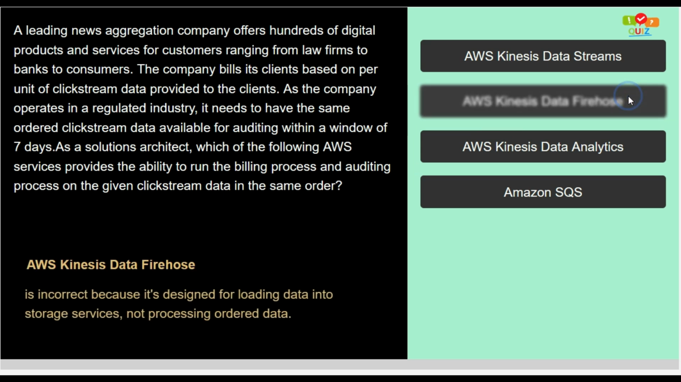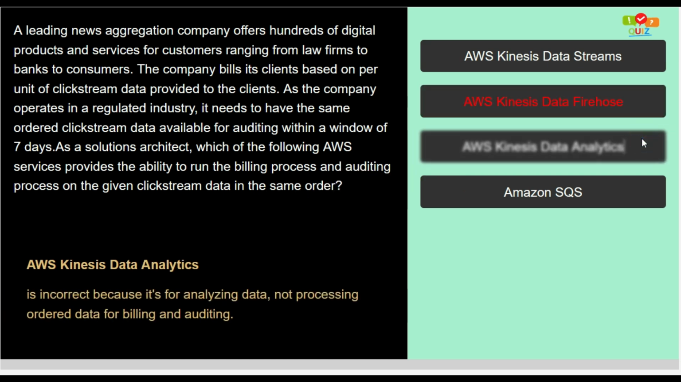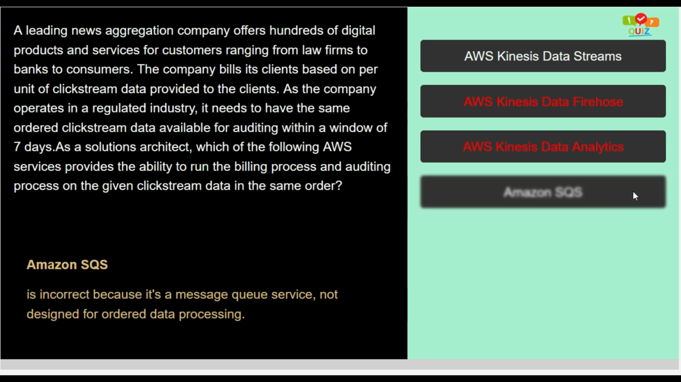Option 2, AWS Kinesis data firehose, is incorrect because it's designed for loading data into storage services, not processing ordered data. Okay, so option number 2 is the wrong answer. Option 3, AWS Kinesis data analytics, is incorrect because it's for analyzing data, not processing ordered data for billing and auditing. Okay, so option number 3 is also the wrong answer. Option 4, Amazon SQS, is incorrect because it's a message queue service not designed for ordered data processing.